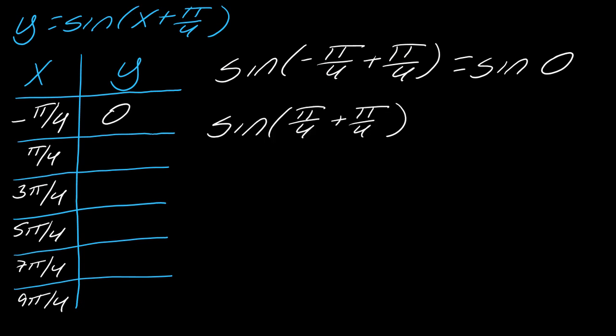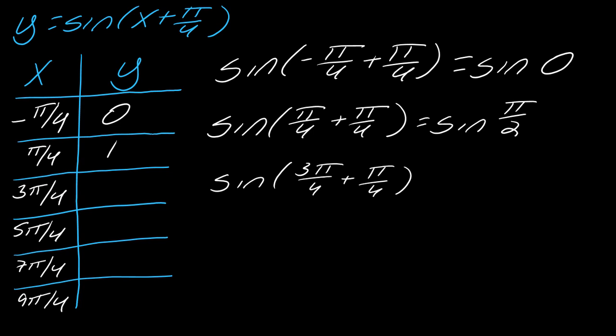If I continue on, what about sine of pi over 4? Sine of pi over 4 plus pi over 4 is just going to be sine of pi over 2, and sine of pi over 2 is equal to 1. Even though this looks super daunting, these values end up becoming something familiar and easy to evaluate. So that's the method to the madness with all this.